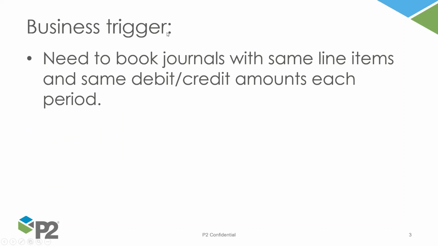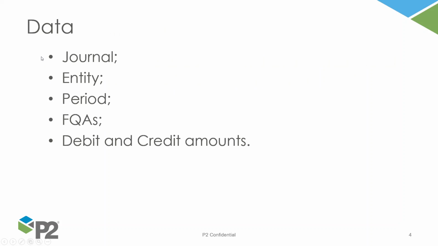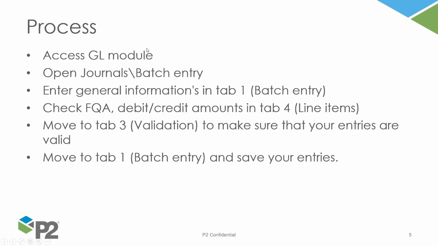So business trigger. Here the need is to book journals with the same line items and the same debit credit amounts each period. That's why we are using recurring journals. The data involved are the journal, the entity, the period, and we will need to review both the FQA and debit credit amounts. Now let's move to the process.